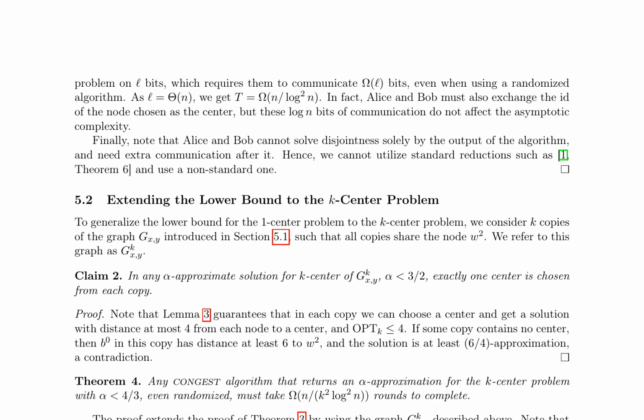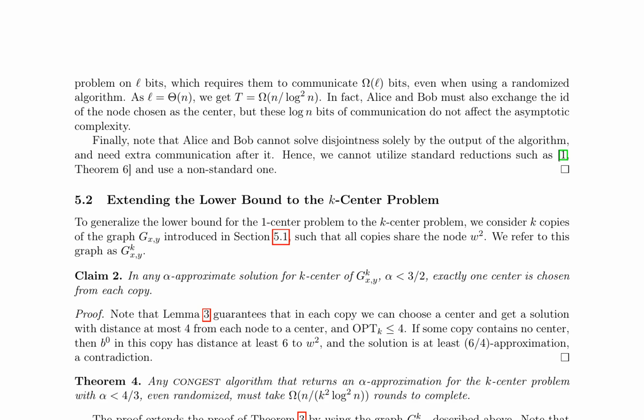The paper delves into the lower bound for the K-center problem in distributed algorithms, particularly focusing on CONGEST algorithms. It introduces a graph G^K_x,y, which is composed of K copies of a graph G_x,y, where all copies share a node w2. The authors prove that any CONGEST algorithm aiming to achieve an alpha approximation for the K-center problem with alpha less than 4/3 must take omega of n over K^2 log 2n rounds to complete.